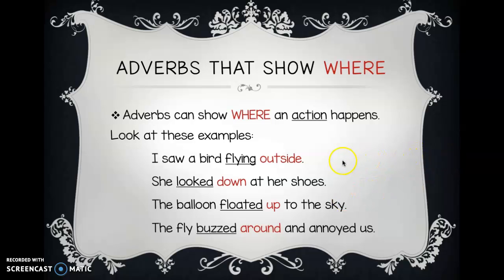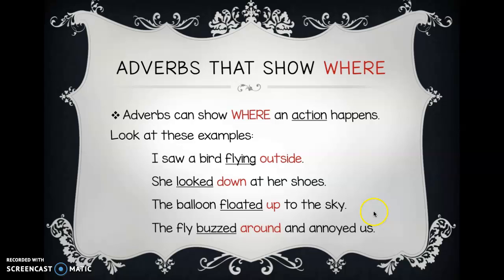One example is, I saw a bird flying outside. Where was the bird flying? Outside. She looked down at her shoes. Where did she look? Down. The balloon floated up to the sky. Where did the balloon float? Up. The fly buzzed around and annoyed us. Where did the fly buzz? Around.